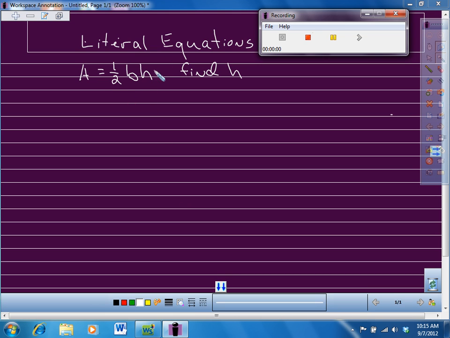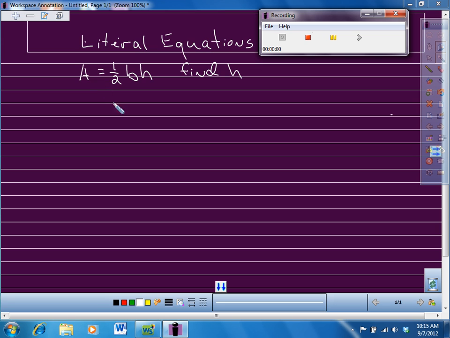So literal equations are just equations that have letters in them, okay? And you have to solve for one variable in terms of another variable. So in this case, they say find h. That means you want to get h by itself, okay? Why would you ever want to do that?